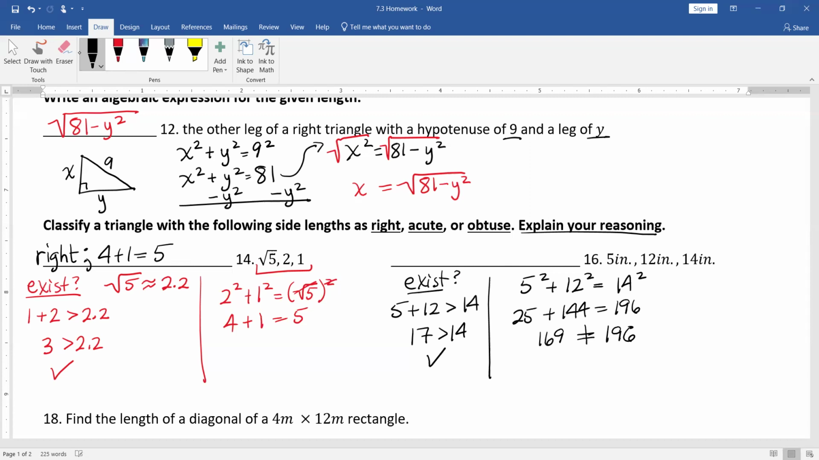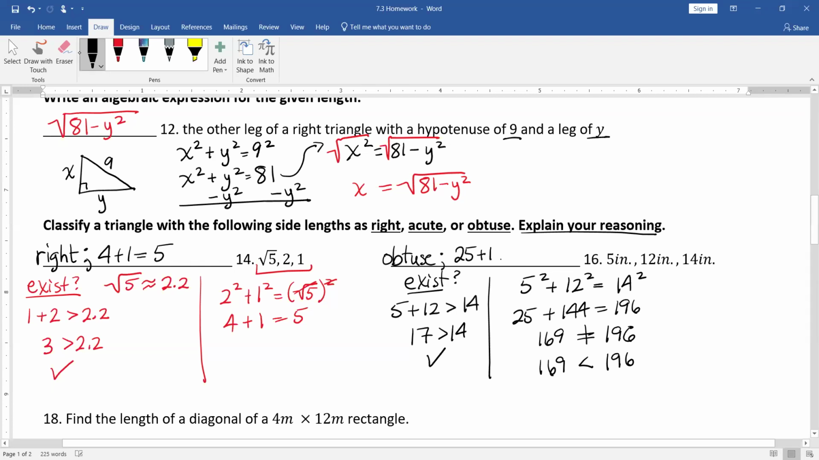96. So they do not equal. And in fact, the sum of the squares of the two shorter sides is less than the square of the longest side. So this must be an obtuse triangle. That angle, where normally you would have a right angle, is going to be greater than 90 degrees. And this is because 25 plus 144 is less than 196. All right.